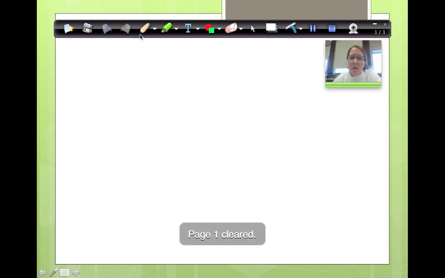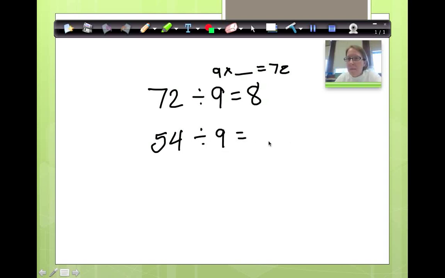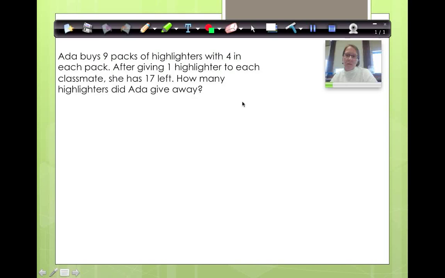All right, now let's try 2 more. This time let's do 72 divided by 9. What is that? Well, what times 9 equals 72? Oh, that's right, that's 8. So 72 divided by 9 is 8. Let's do this one. 54 divided by 9. What would that be? Well, what times 9 would equal 54? That would be 6, right? Okay. Now, on to the next problem here.